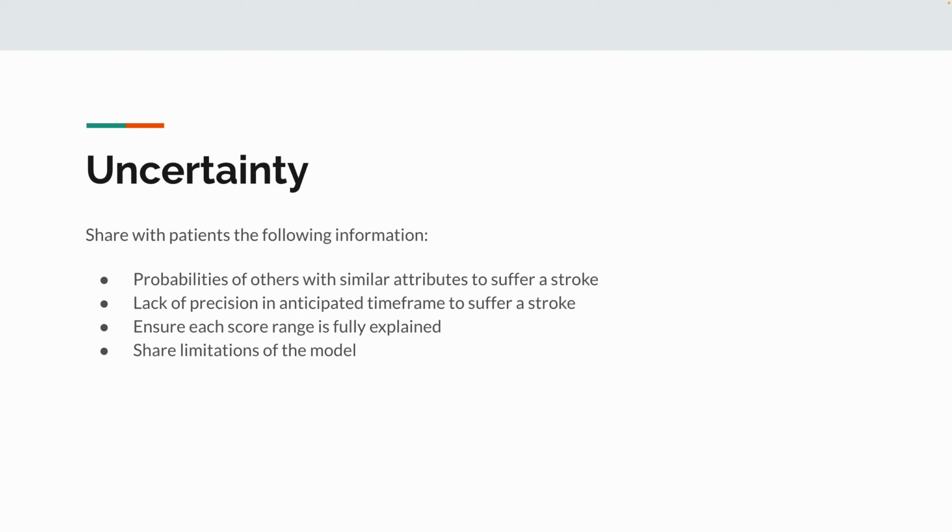You need to make sure that the score ranges are fully explained so that everybody understands whether they're low or no risk of a stroke versus someone who's at very high risk of a stroke, and everybody in between. We have to explain that score range. And then we, of course, need to also share any limitations of the model that would potentially impact the score.